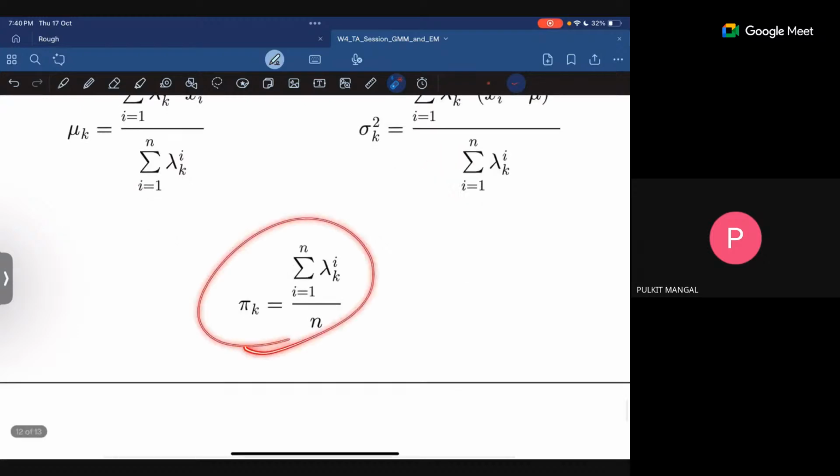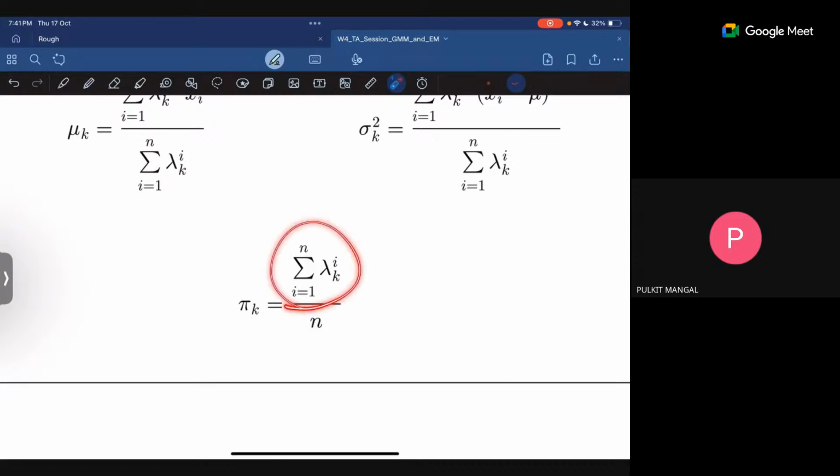And pi k is simple. It is just like normal, you can understand it as a mean of the probabilities. Okay, like what is the probability that this ith data point is coming from the cluster k? You fix your component k, and for all the data points, you will sum those probabilities divided by n.